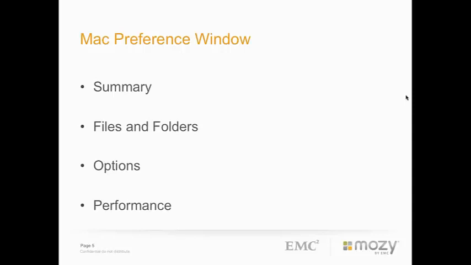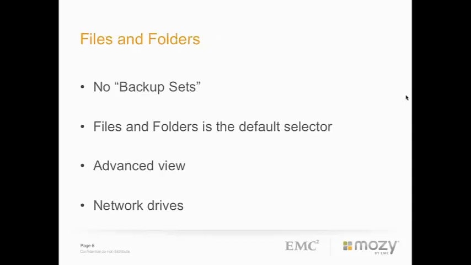Okay. In terms of bandwidth throttling, it's similar to the Windows client. You set the speed and the days and the times that you actually want to throttle the bandwidth of that user.